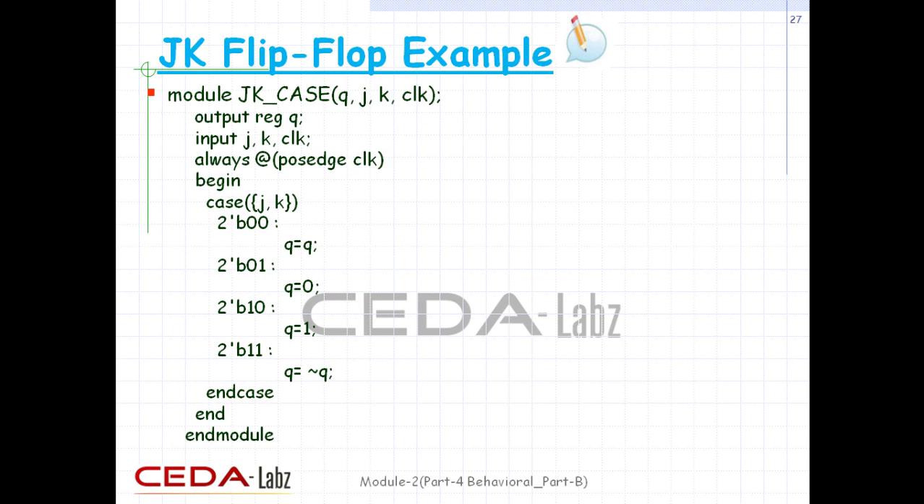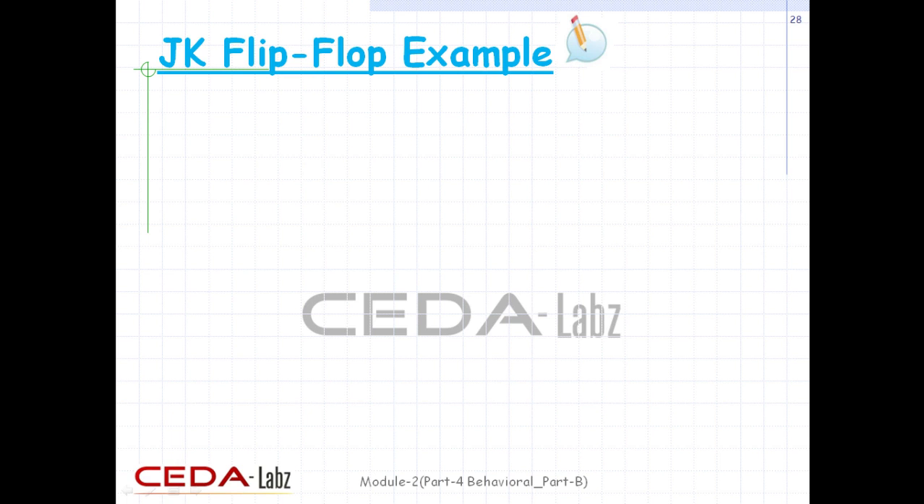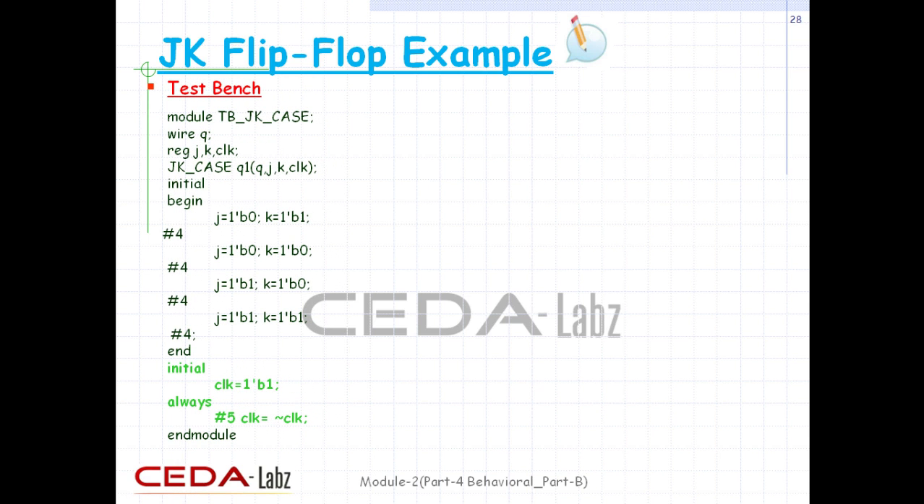This is an example of JK flip-flop using case statement. Here is the test bench for the JK flip-flop. As flip-flops are sequential circuits, they will work only when clock is enabled. So, in the test bench environment, we also need to provide clock environment.